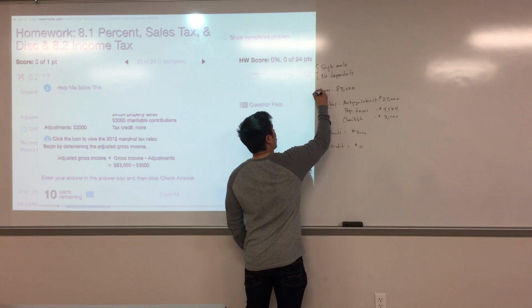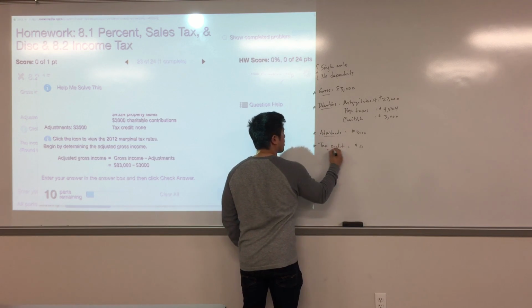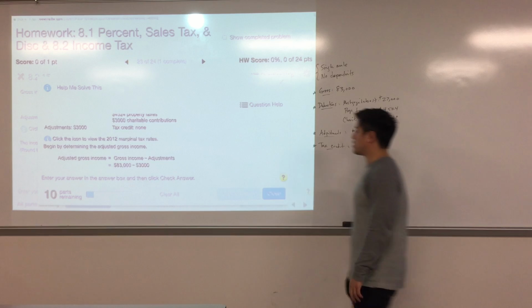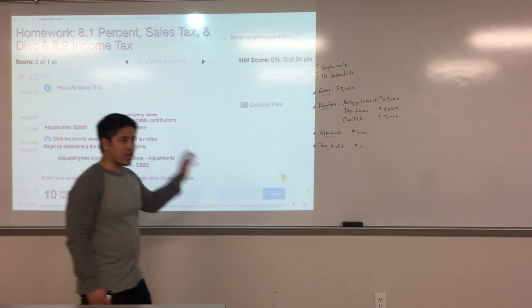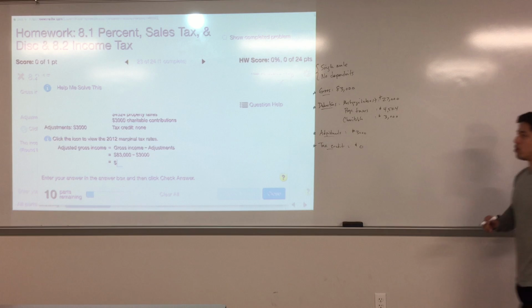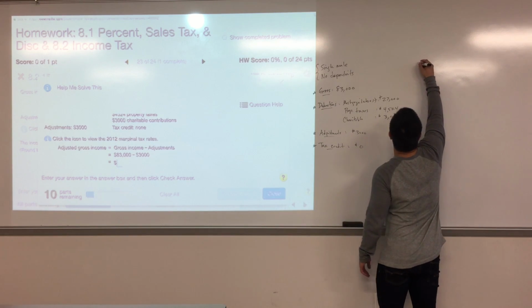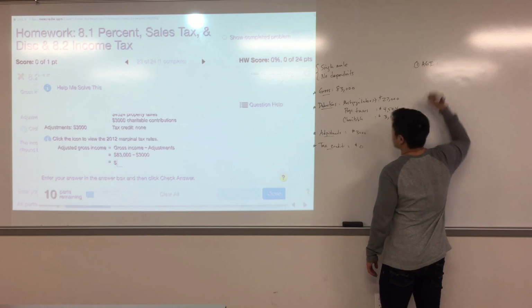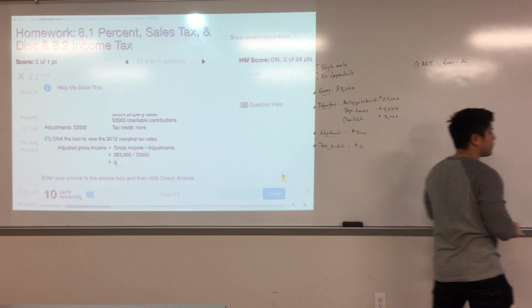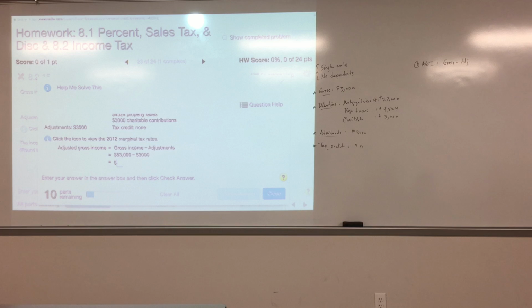Okay, so these are all important pieces that you must notate. Either circle it, star it, underline it, write it down, because you need to have it. So the very first step that you need to figure out when you're doing your tax computation, or starting to figure out how much income tax you owe, is what's called your adjusted gross income. Your adjusted gross income, also known as your AGI, is your gross income minus any adjustments.